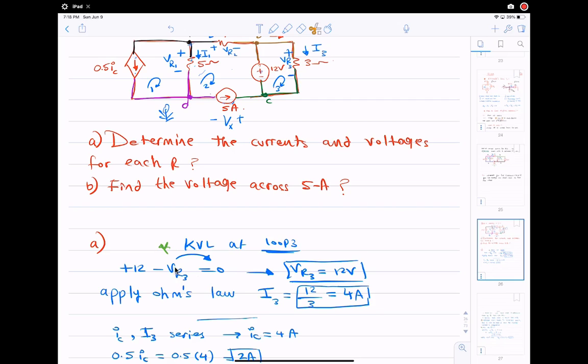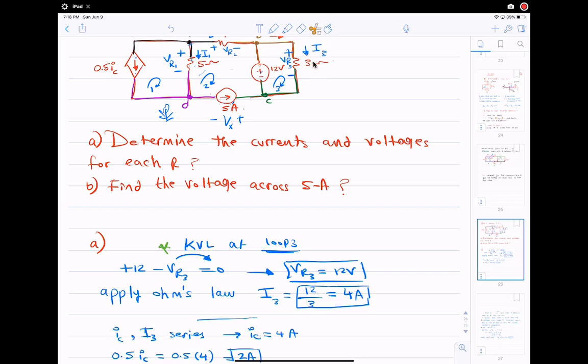This is an equation with one unknown. I move this to the other side because the sign is negative, so I want it to be positive. Then here we go. We have VR3 equal to 12 volts. Now we apply Ohm's law directly. After you find I or V, find the other unknown with Ohm's law. So I have VR3 equal to 12 volts, then I3 equals VR3 over 3, right? So 12 over 3 ohms, which is 4 amperes.